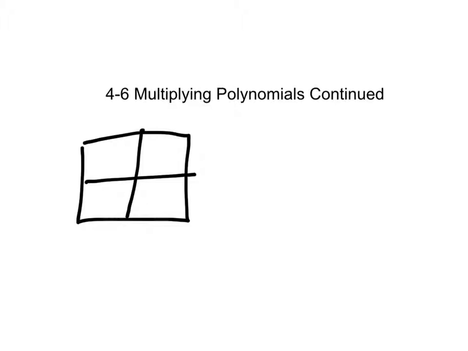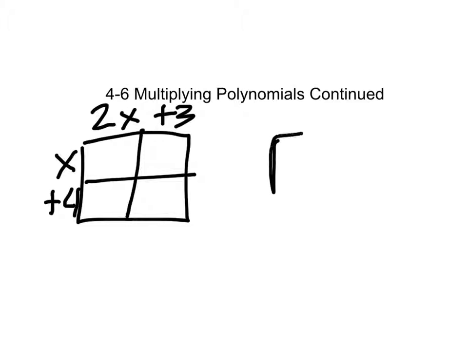Today we're going to finish the last three examples of our notes from yesterday where we multiplied polynomials. Remember the two ways we multiplied polynomials? We either used the box method, where we could do something like 2x plus 3 times x plus 4, and then we multiply it, or we could use the FOIL method.